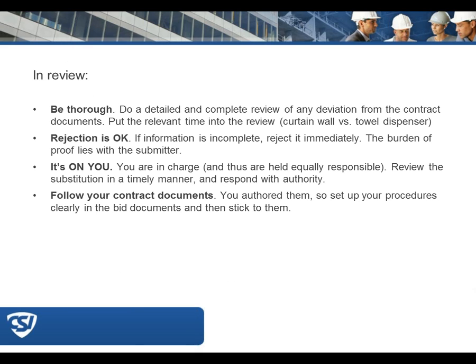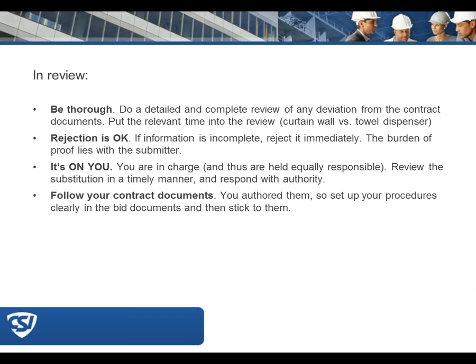Be thorough, follow your specification, do a detailed and complete analysis if there is a deviation, and be sure you spend the relevant time with that review. So you're going to look at a curtain wall system, maybe a little different than a towel dispenser. Dedicate the proper time to really consider what that modification is. And remember that it's okay to reject it. If it's incomplete, get it out of your office. The burden of proof is on the person that's sending it in, so don't keep that information hanging around. Get it back in their hands and say no immediately if it doesn't follow your requirements.